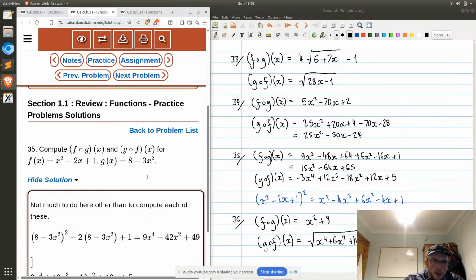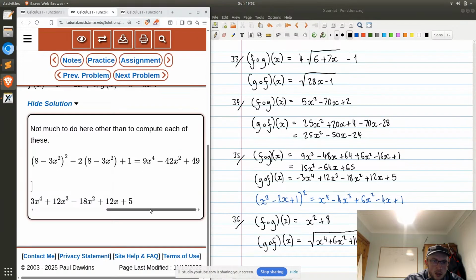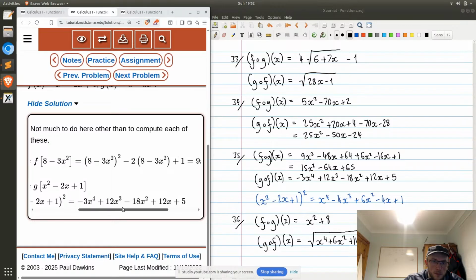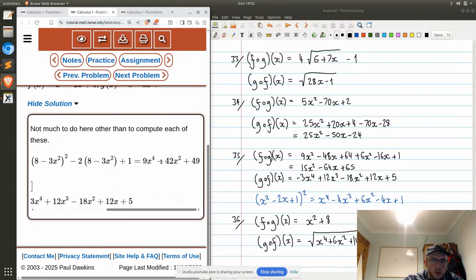For problem 35, is it? All right, so strangely, the second one was done accurately, but this one was not. How is that so?